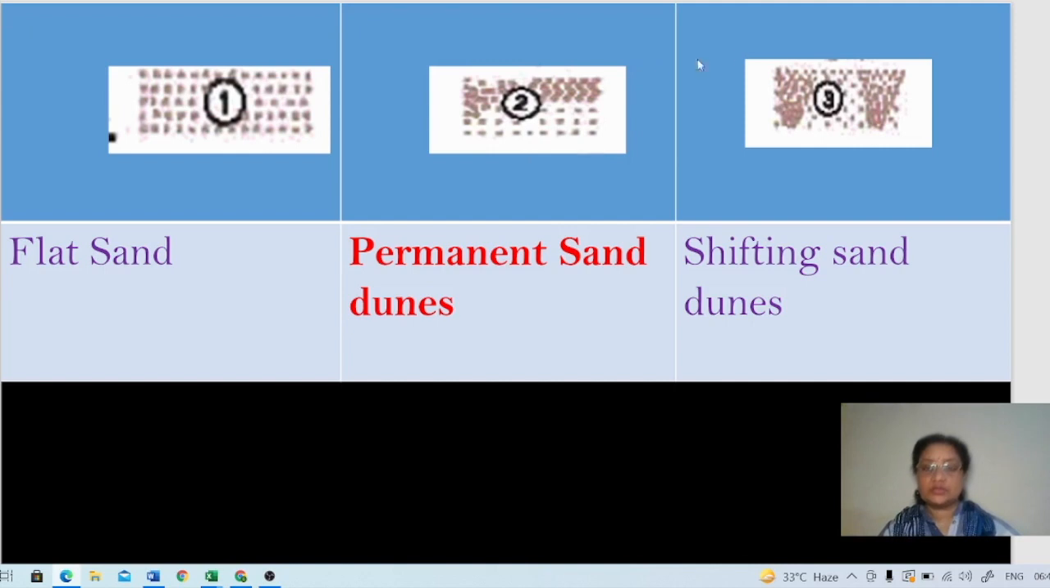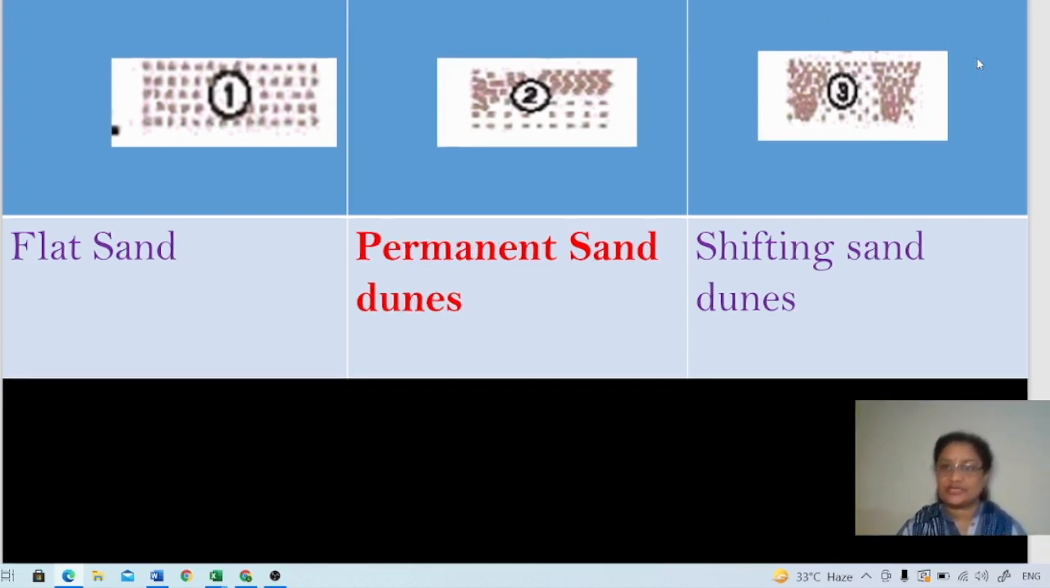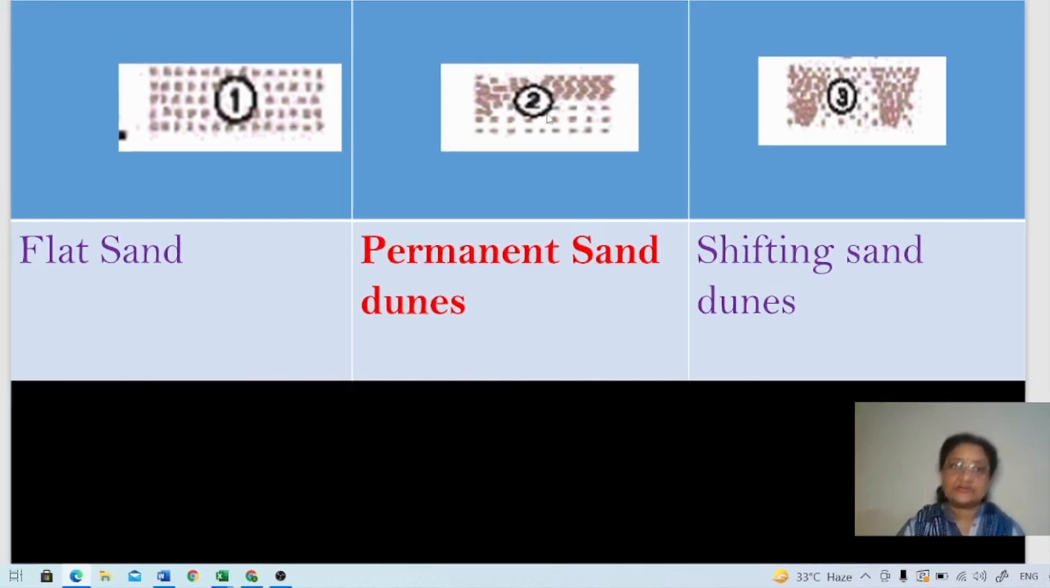Now in this we have to study the symbols which are there in front of you. We have to study about the different types of sand dunes. There are basically three types of sand features we have to study in this topo sheet. One is the flat sand.